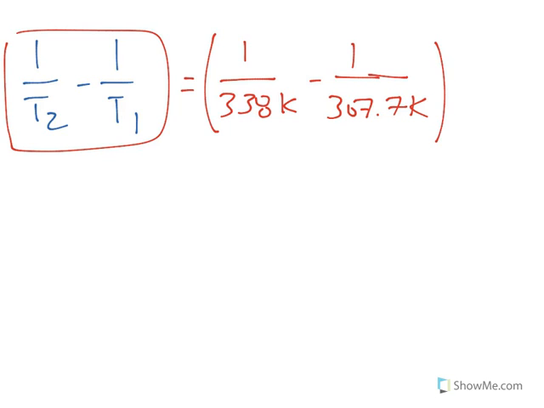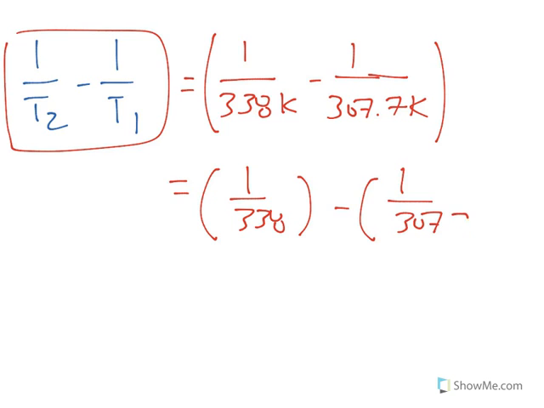So I need to work on that, and this can be kind of clunky in your calculator. But I recommend just taking your parentheses: open parentheses, 1 over 338, minus, open parentheses, 1 over 307.7. And when you do that, I get a value that is negative. Why is that?